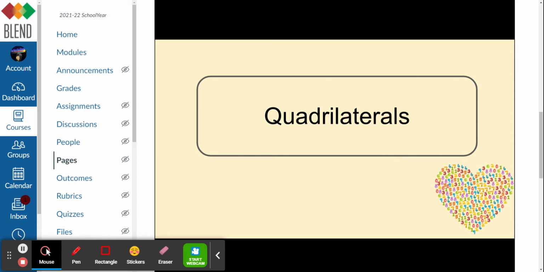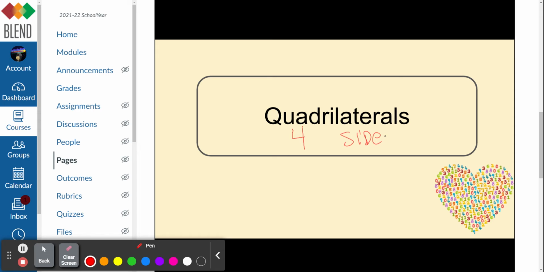First thing, let's break down the word quadrilateral. Quad means four, lateral means sides. So, four sides. So, we're talking about four sided polygons. That means they have four sides, four angles, four vertices, all that wonderful stuff. So, let's take a look.